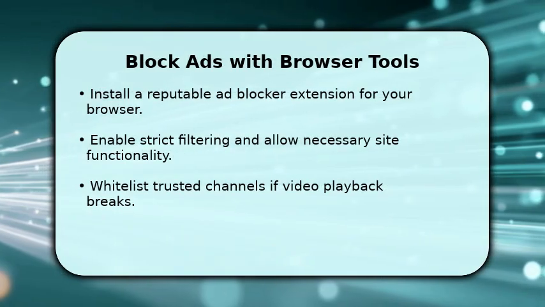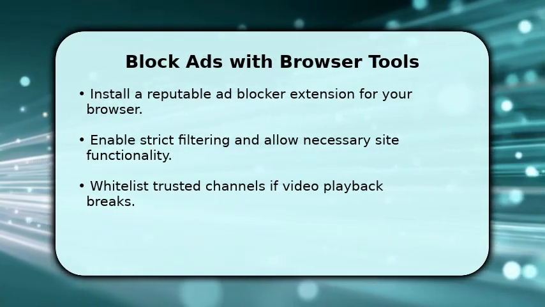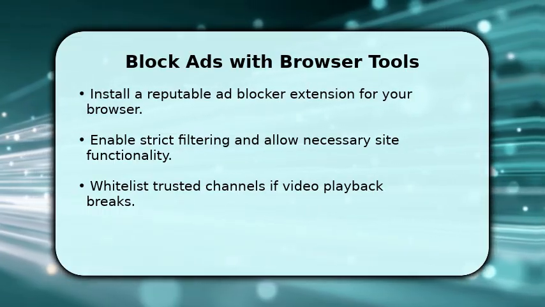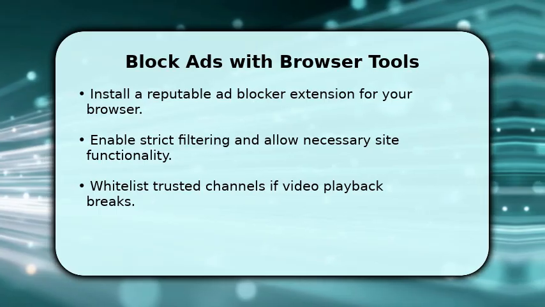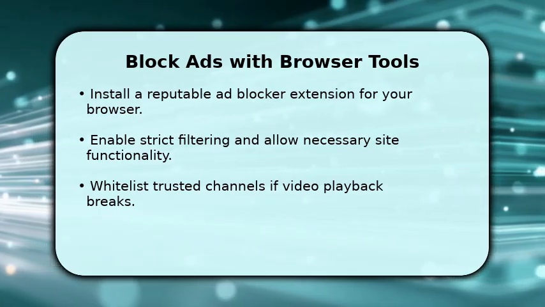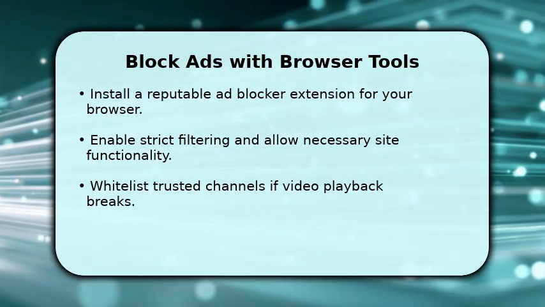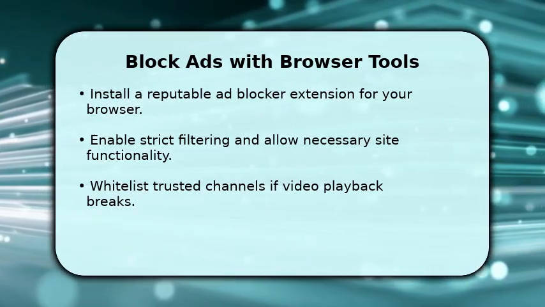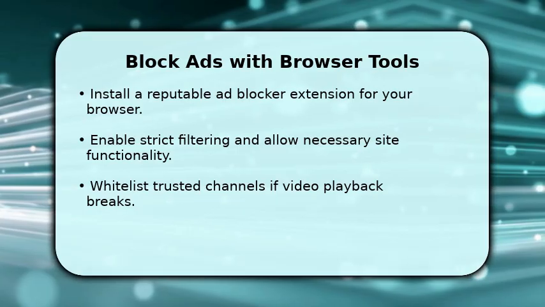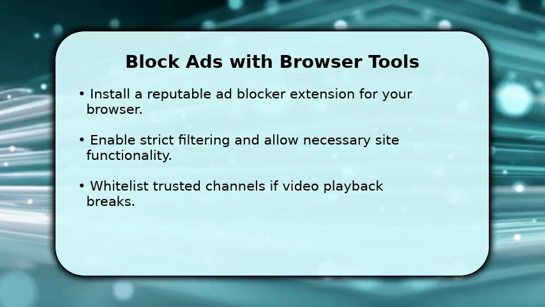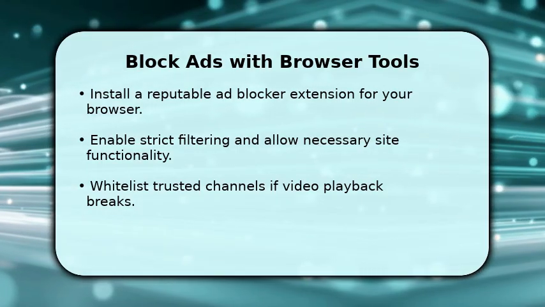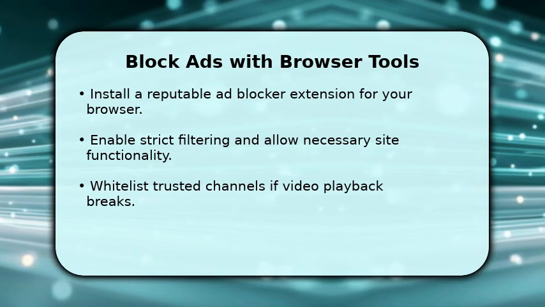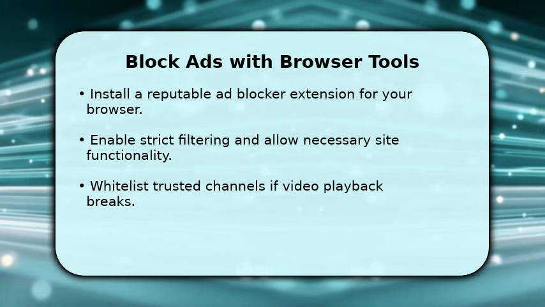Next, install a well-reviewed ad blocker extension in your browser. This blocks most pre-roll and banner ads. Once installed, enable stricter filters, but test YouTube playback to ensure the blocker isn't preventing essential scripts. If videos fail to load, temporarily toggle the extension off for YouTube or whitelist the site. Whitelisting keeps functionality while still blocking many ad sources on other sites. Remember, ad blockers work on desktop browsers. Mobile apps require different approaches, or apps with built-in blocking.